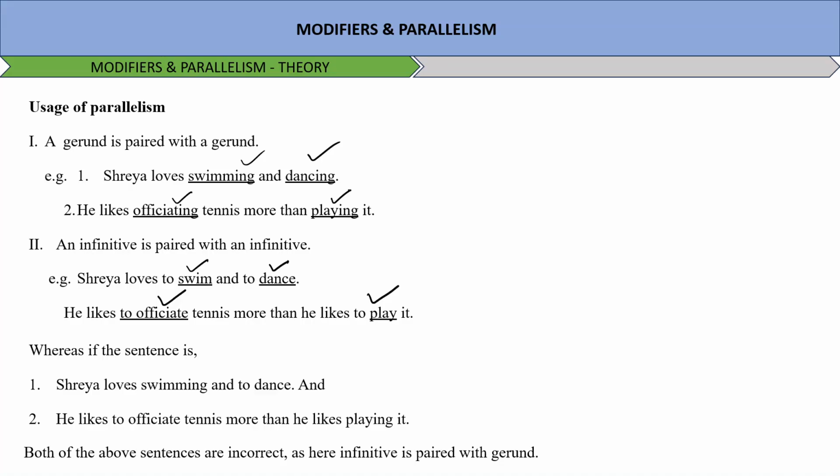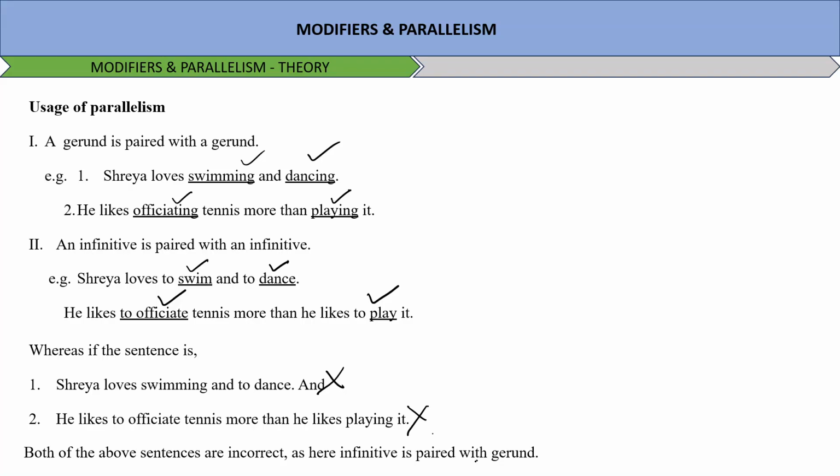word. He likes to officiate tennis more than he likes playing it. Incorrect word. We cannot mix two verb forms. There has to be a parallel understanding of which one to use where. Okay. Above sentences, as here infinitive is paired with gerunds. Both are incorrect. Okay. An adjective cannot be made parallel to a noun phrase.